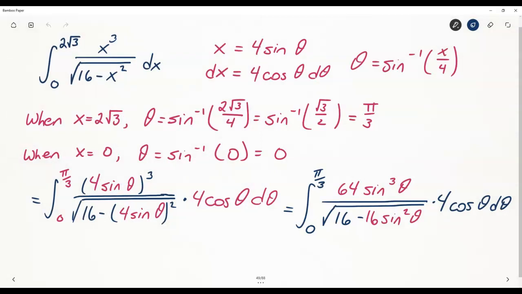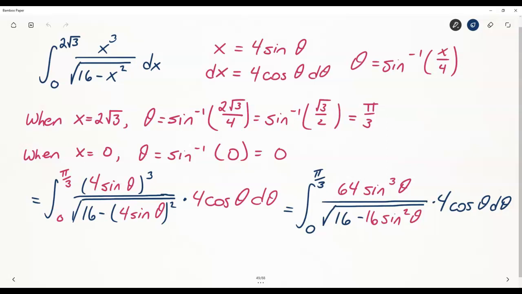4 cubed, that's where the 64 came from. Technically, there's another 4 right here. So if you wanted to put 256 right here and remove this 4, you can do that. But there's a reason I left it like this, and you'll see in a moment. But my numerator is now 64 sine cubed.